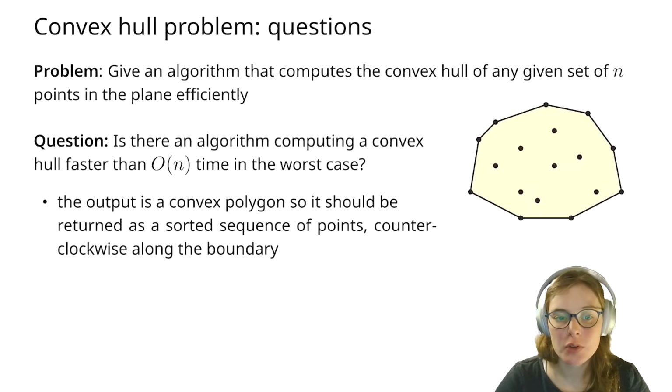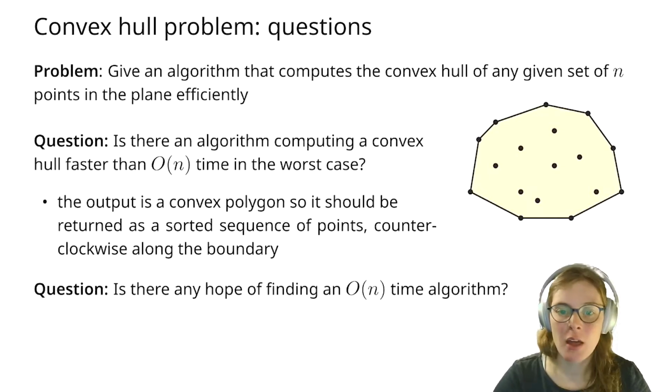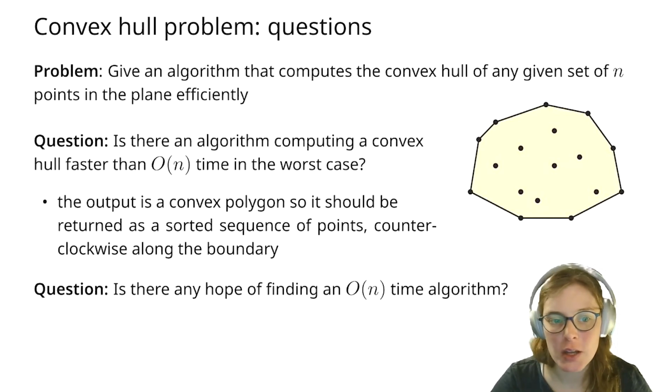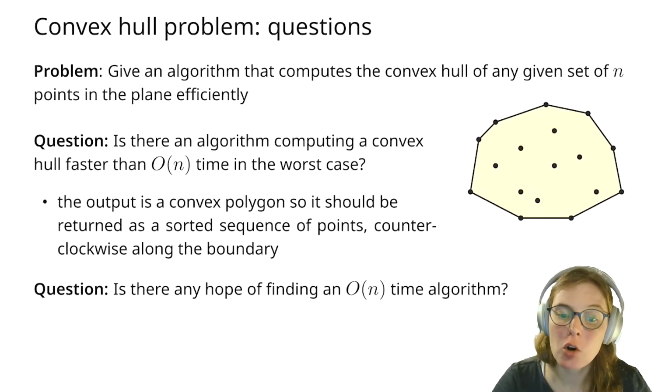So the output is a convex polygon. It should be returned as a sorted sequence of points along the boundary, and the usual convention is that we are going to return them in a counterclockwise order along the boundary. Okay, now that we know that the linear time is the minimum that the algorithm can take, can we actually hope to find one?